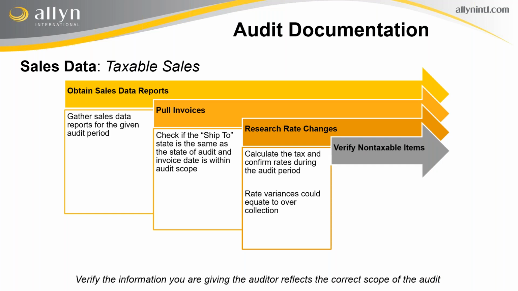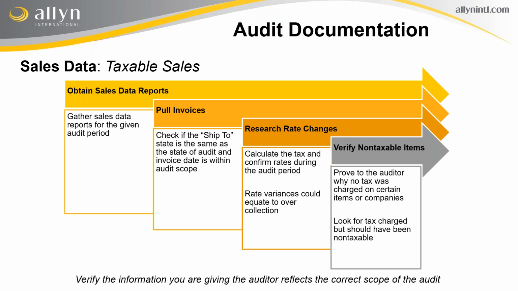The auditor will also compare the taxes collected to the taxable amount per invoice to confirm the rate used was correct. And the auditor will look for line items on the invoice that do not reflect any tax and may ask you to verify why no tax was charged, or they may simply assess you on these items. Evaluate these non-taxable items and prove why no tax was charged on these items or to these companies.